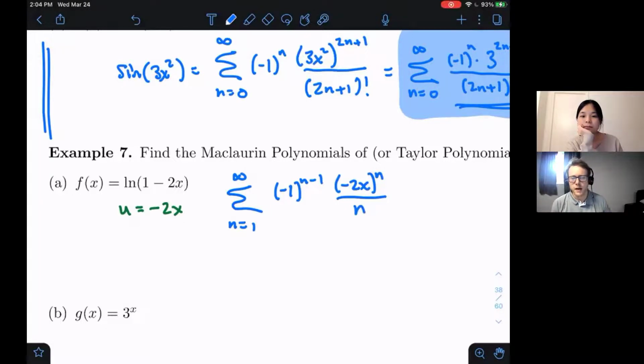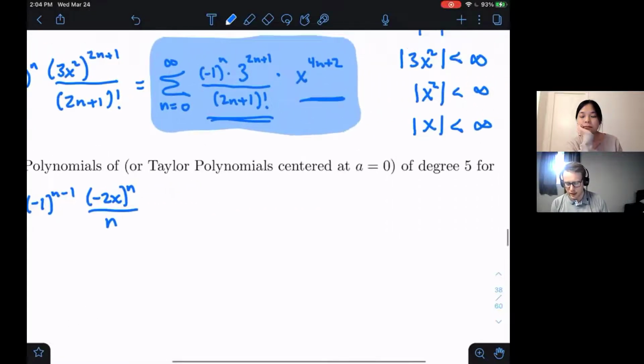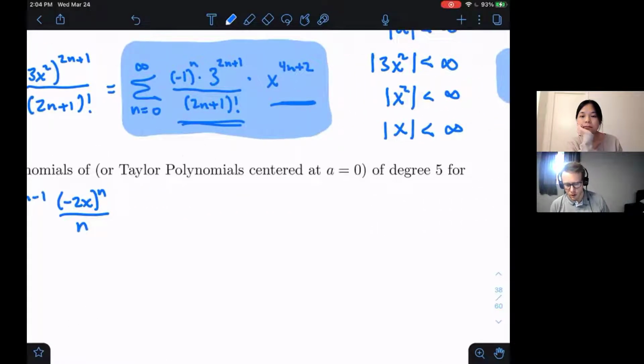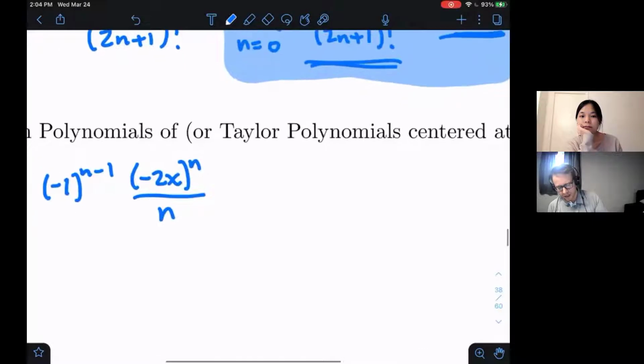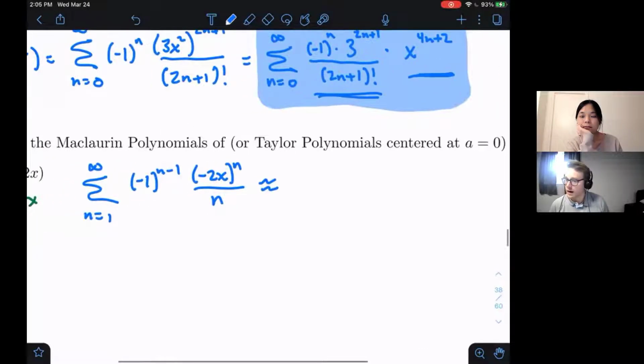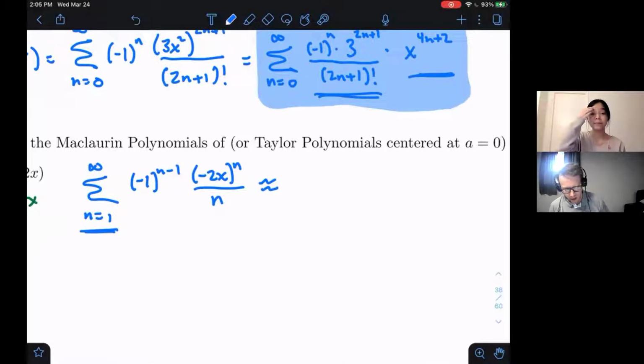And this is, well, if you wanted to have the series, but of course we only want the degree 5 polynomial. So I'm going to go ahead and just start writing these things out. Won't go on forever, but we only care up through degree 5. So let's see. First, I'm going to plug in n equals 1. And so if I do that, I have negative 1 to the 0 times negative 2x to the first power divided by 1.